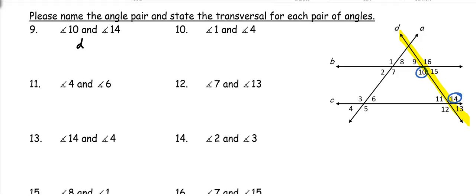And now I want to look at those angles. So if I look at those angles, I'm really looking at line B and line C. Well, those angles are between the lines, so they have to be interior, and they're on opposite sides of the transversal. So these angles are alternate interior angles.